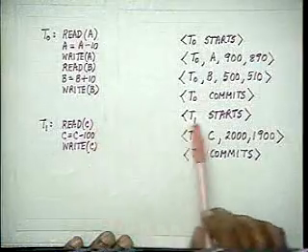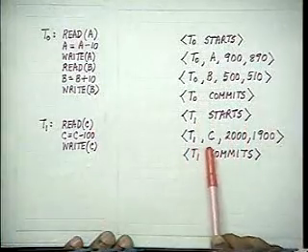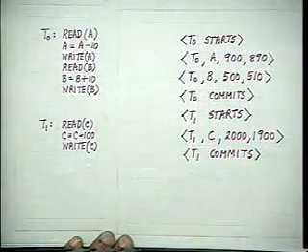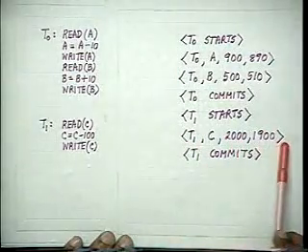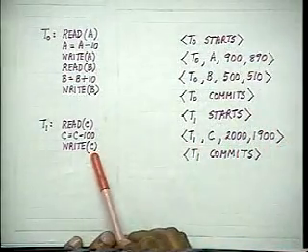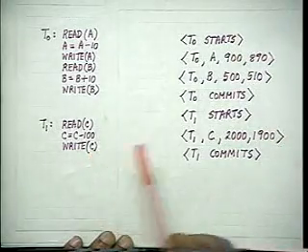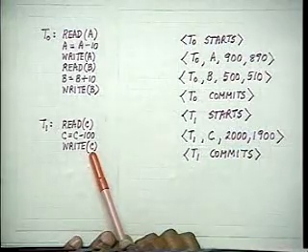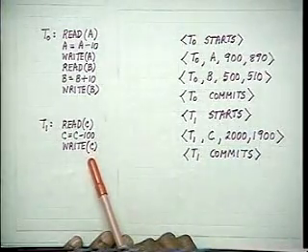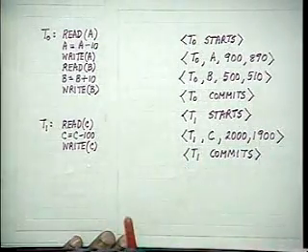Similarly for this one, first T1 starts, then T1, C, 2000, 1900, and then T1 commits. First T1, C, 2000, 1900 will be written into the log, and then the value of C will be written into the disk, the database value. After that the transaction will commit, and then the T1 commit log record will be written.